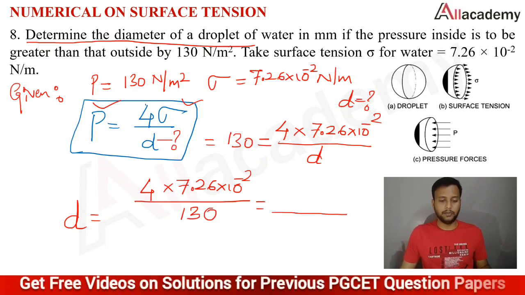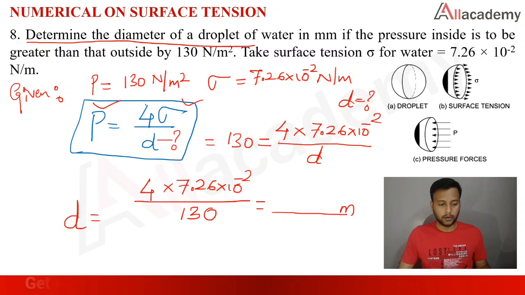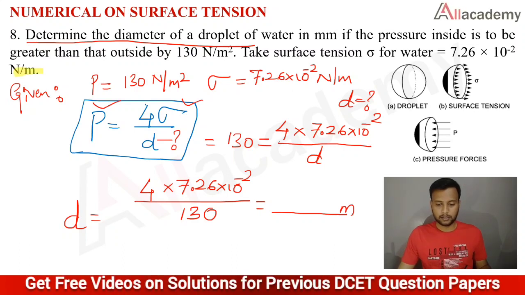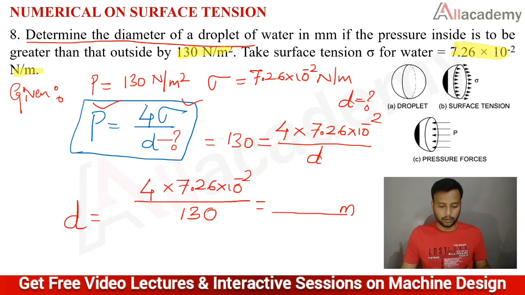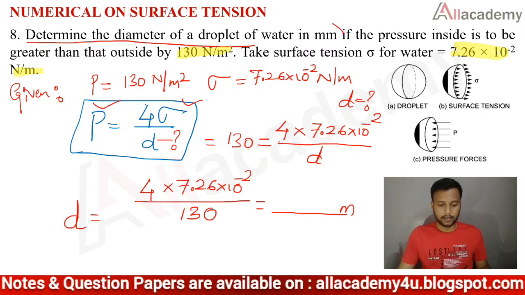Whatever answer you get will be in terms of meter, because both these values, sigma, that is surface tension, and the pressure are in SI units. So the final answer you will get in the form of meter, but in the question he has asked to identify it in terms of mm. So convert that into mm.